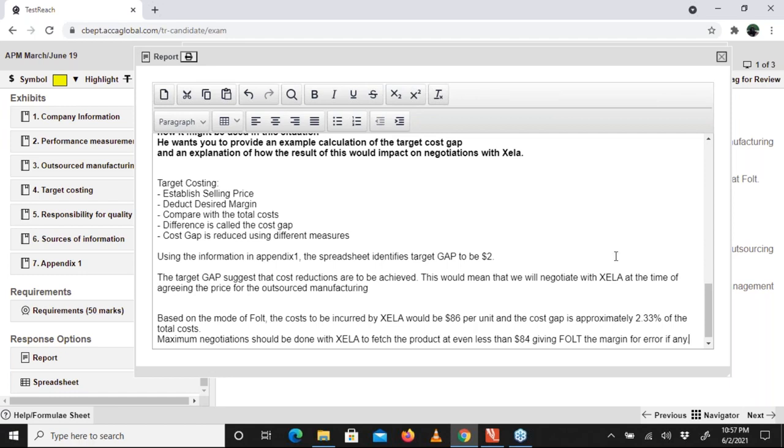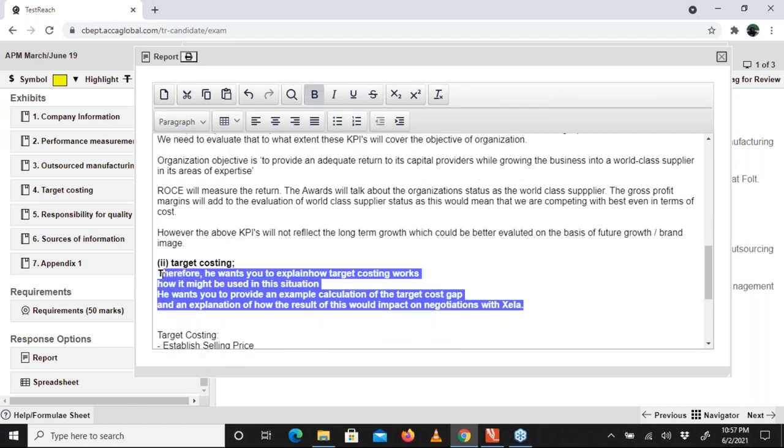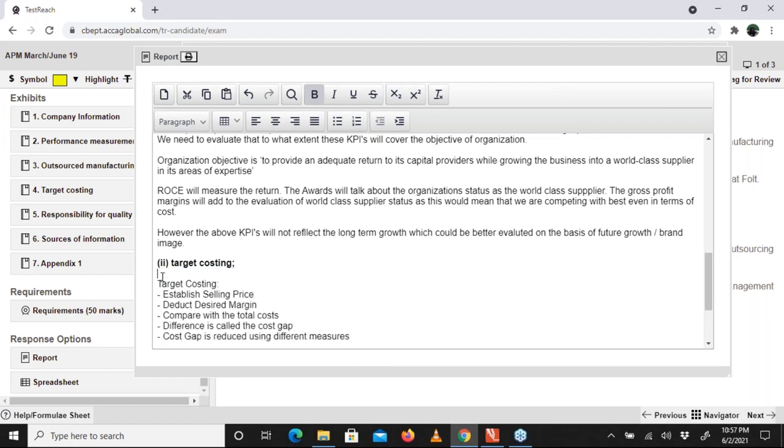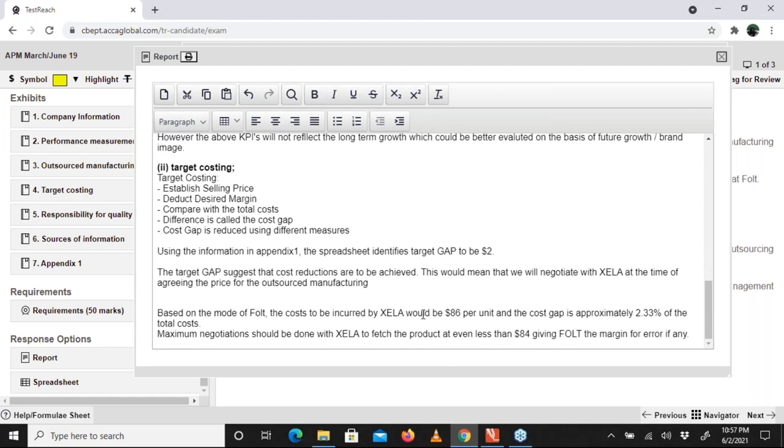Now, so basically we are done with this specific part also, because the requirement of the question was that you got to talk about target costing. So I'm now moving on to the next part of the question.